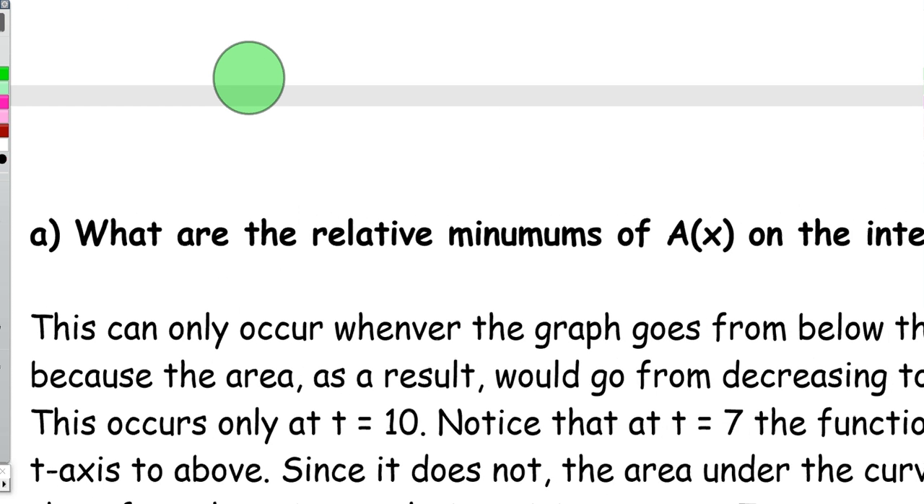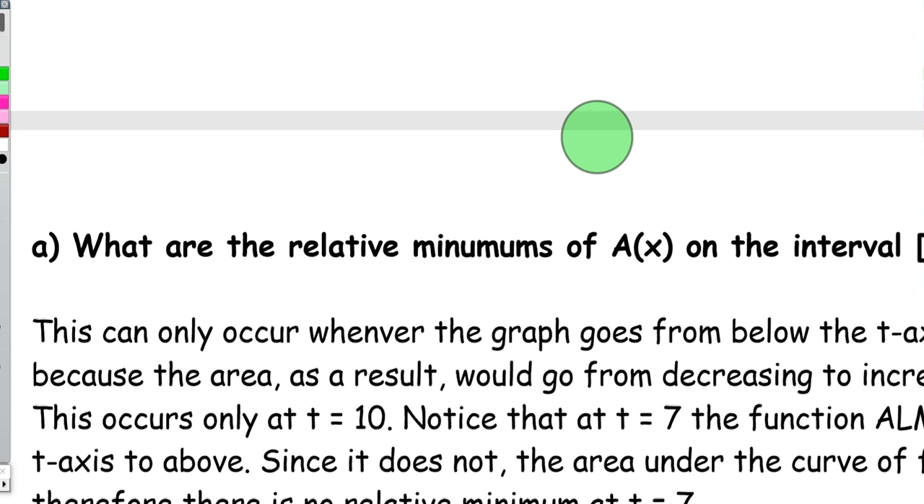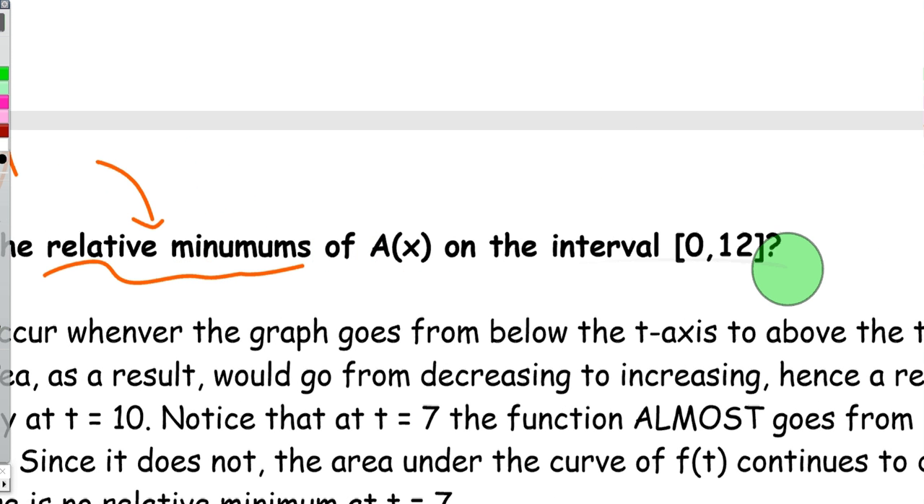So here's our first question. What are the relative minimums? Now I recorded this before and I realized that I made a mistake here. Let's talk about what a relative minimum is. It's where the graph of a function, so let's just say a parabola for example, goes from decreasing to increasing. What are the relative minimums of A of x on the interval 0 to 12?